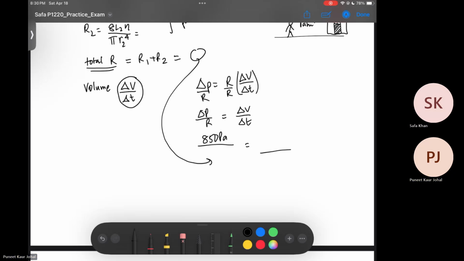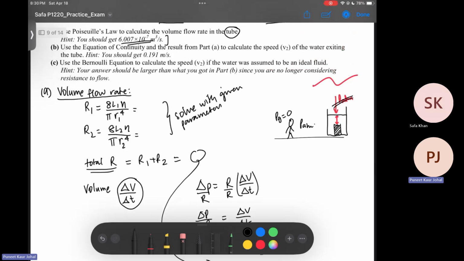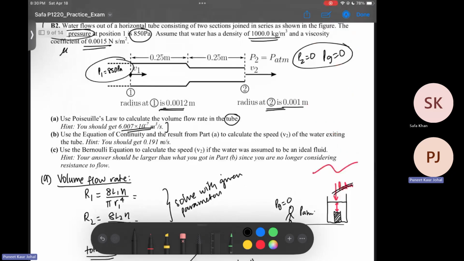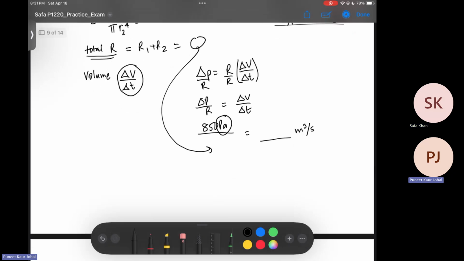I think the units should be fine because this is SI unit, and the length is in meters, the radius is in meters, so everything should be SI units. So the volumetric flow rate should be in meters cubed per second, I believe. But just double check your units. Just make sure everything is in SI units before. Okay, good.